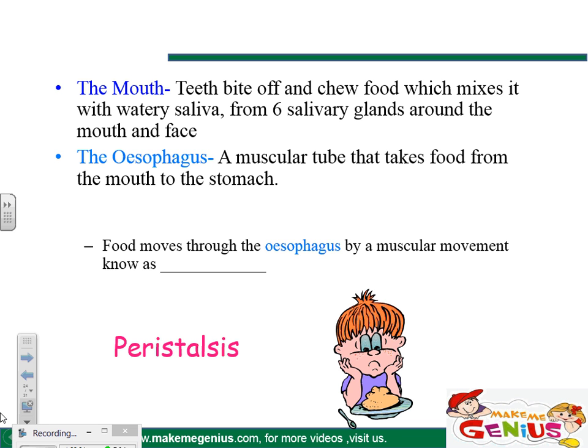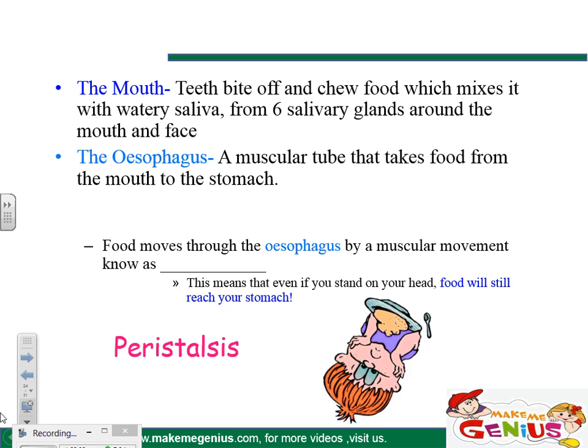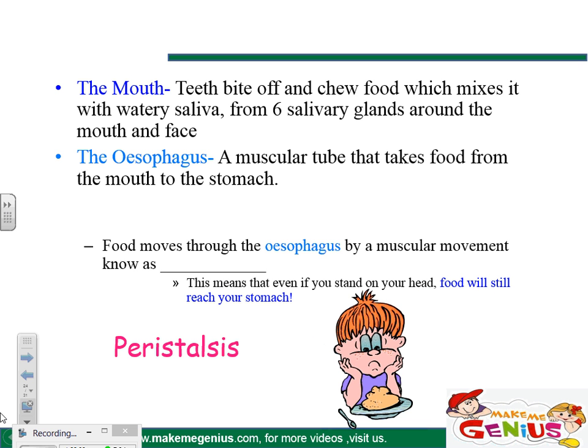And food moves through your esophagus by the muscular movement called, who can say that? Peristalsis. Yeah. This means that even when you stand on your head and you eat, the food will still go down to your stomach because it's a muscle that's pulling it. It's not like we're standing here and gravity's pulling it. It's a muscle that works to get it down there.